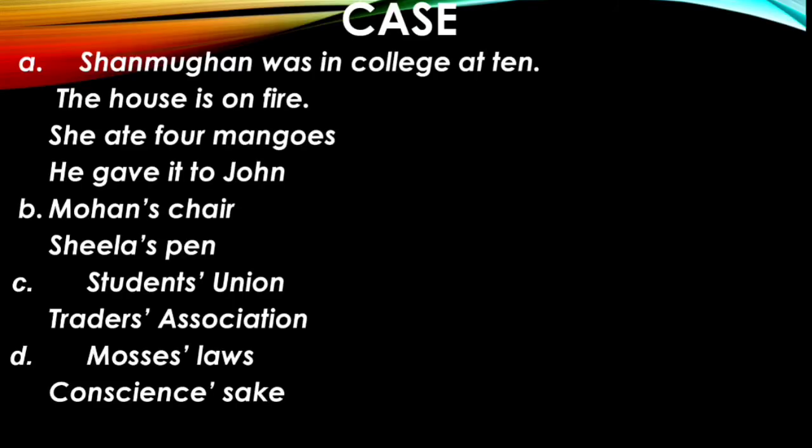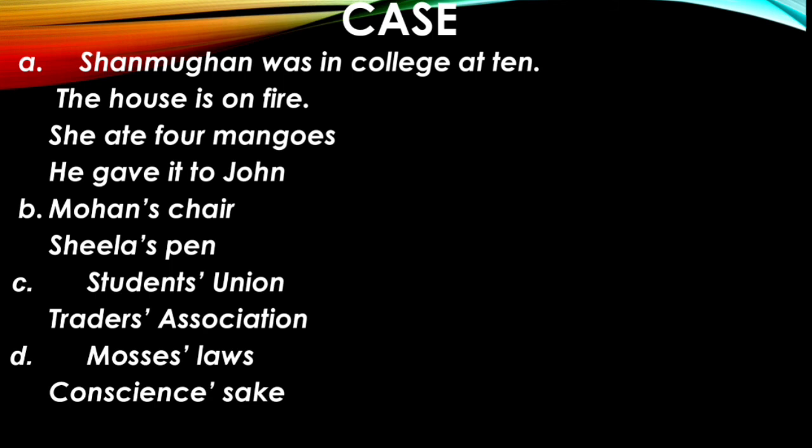We are looking at cases, like the nominative case and objective case, but just forget the grammatical words that I say. Just go through the examples I have given. The first example: Shanmugan was in college at 10. The house is on fire. She ate 4 mangoes.